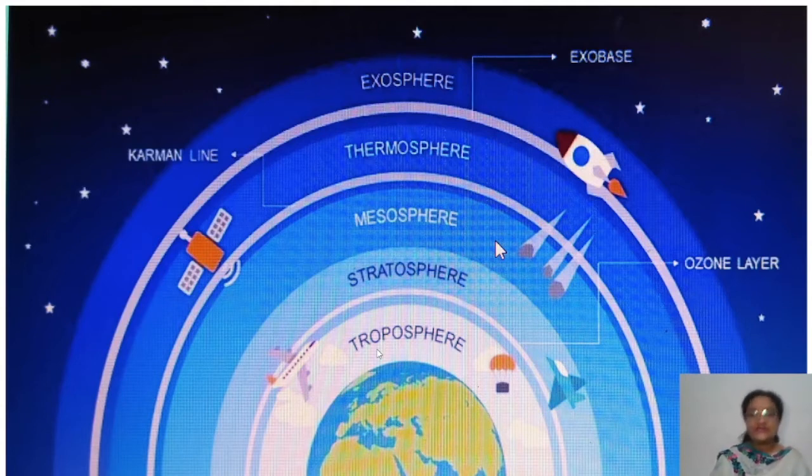One more thing I must say here: troposphere has all the water vapor content, and this relates with all the weather changes and the cloud formation. So these are important features.